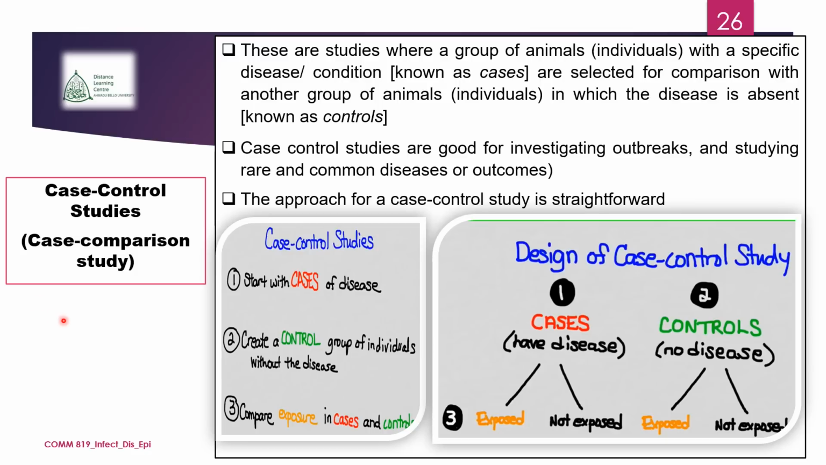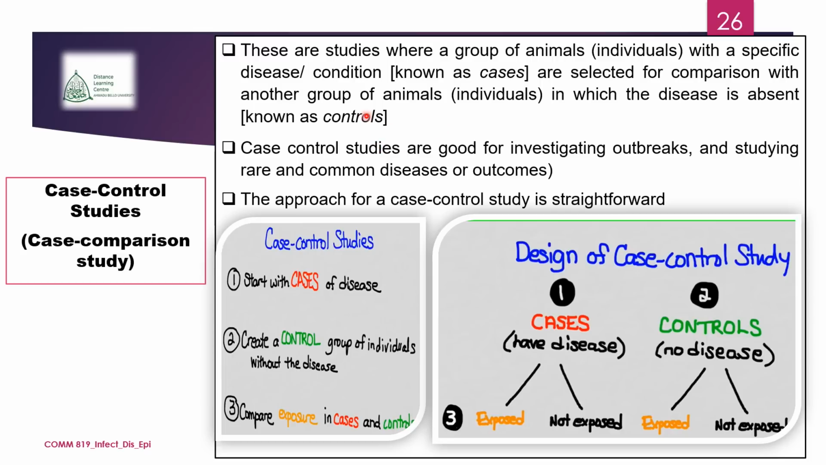Alright. The next observational study is the case control study. Case control studies, or some people call them case comparison studies, are studies where a group of individuals with a specific disease condition, known as cases, are selected for comparison with another group of individuals in which the disease is absent, which is our control.